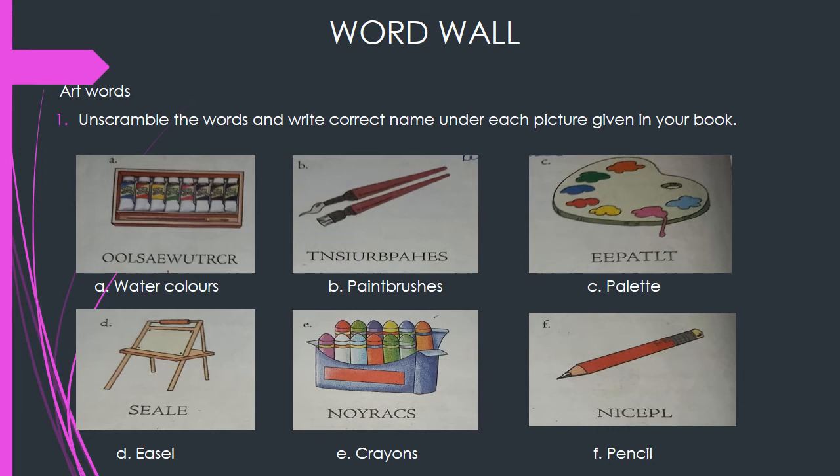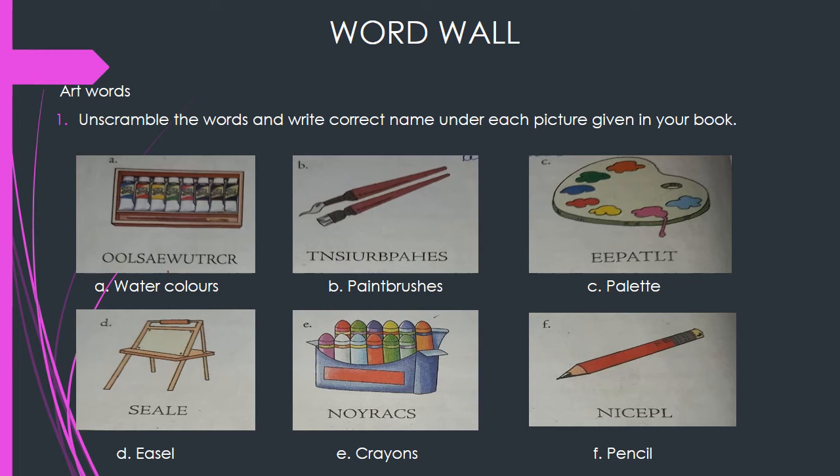A, they are watercolors. Watercolors. Now B picture is paintbrushes. Paintbrushes. And third picture is palette. A palette is a type of plate where you put your drawing colors. Okay, now next is D. Now see, this is easel. Easel. It is a frame to support something. Means if you are drawing, you can attach your drawing there, and you can draw it very easily.